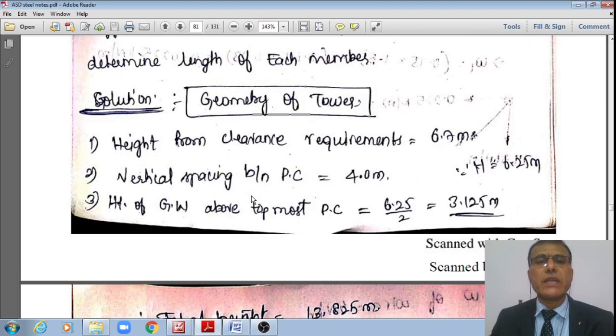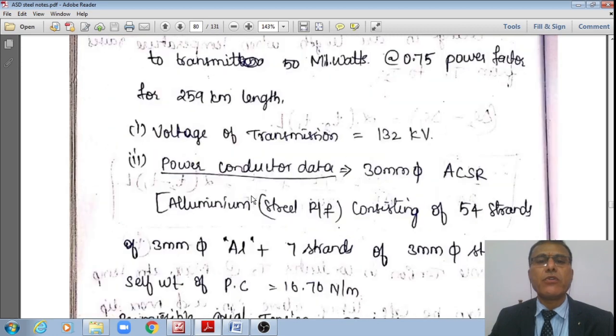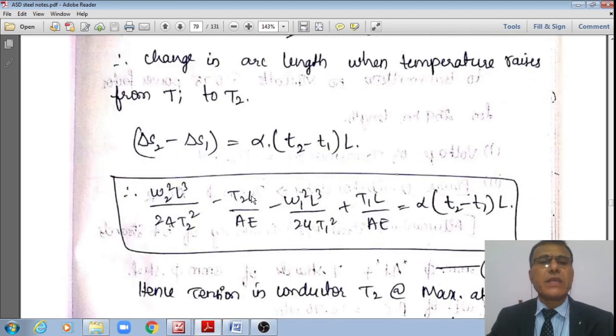Now, once we know W1 and W2, I'll go to equation 13, which you have derived in the previous part. This is the formula for the change in arc length when temperature rises from T1 to T2: delta S2 minus delta S1 is equal to alpha (T2 minus T1) multiplied by L. That works out to W2 squared L cubed divided by 24 T2 square minus T2 L divided by AE, minus W1 square L cubed divided by 24 T1 square plus T1 L divided by AE, is equal to alpha (T2 minus T1) L, right?